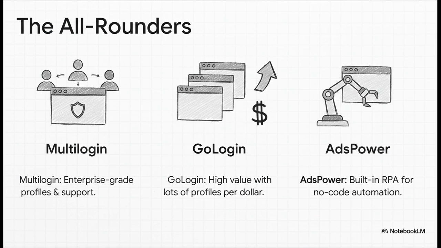Okay, let's start with a group I'm calling the all-rounders. These are great for teams. First, you've got Multilogin. It's been around forever, a real industry veteran, and it's built for big teams that need rock-solid control. Then there's GoLogin, which is all about value. You get a ton of profiles for your money. And finally, there's AdsPower, and its secret sauce is the built-in automation. It lets you automate tasks without having to write a single line of code.